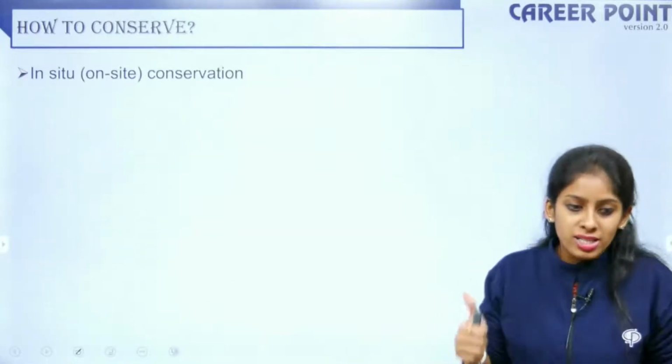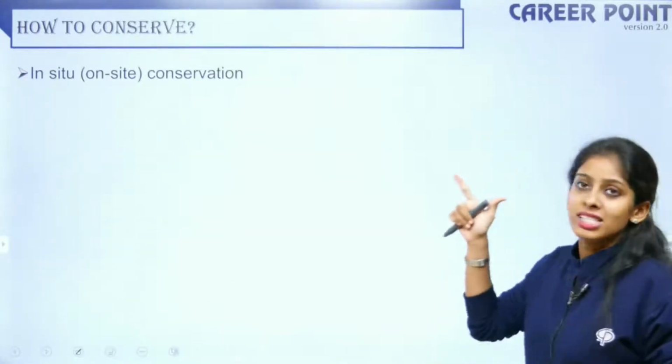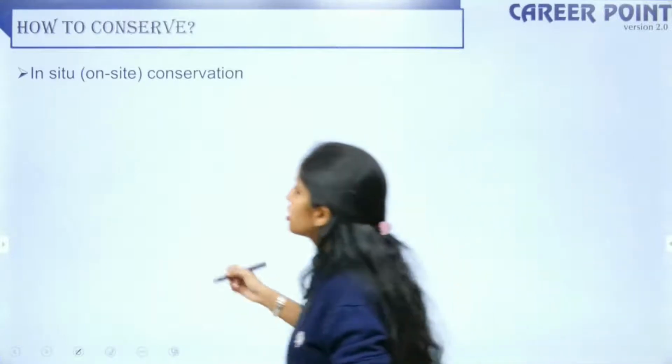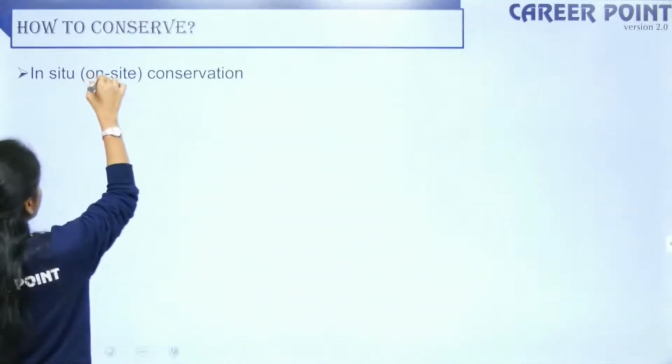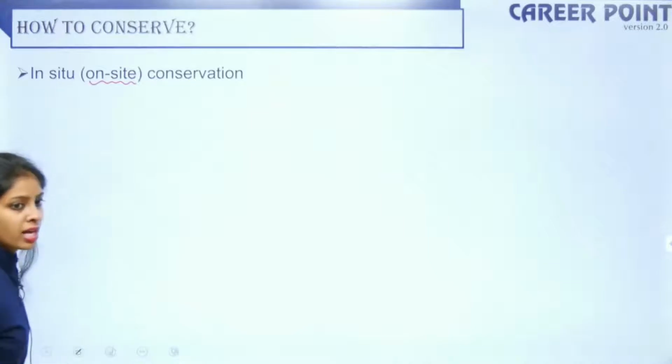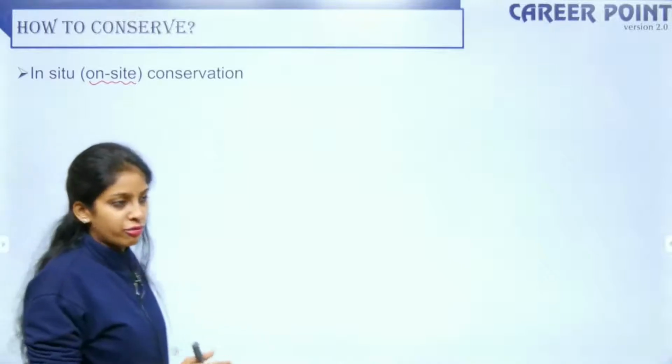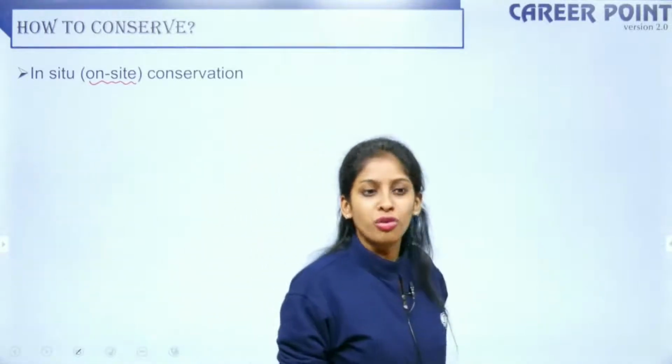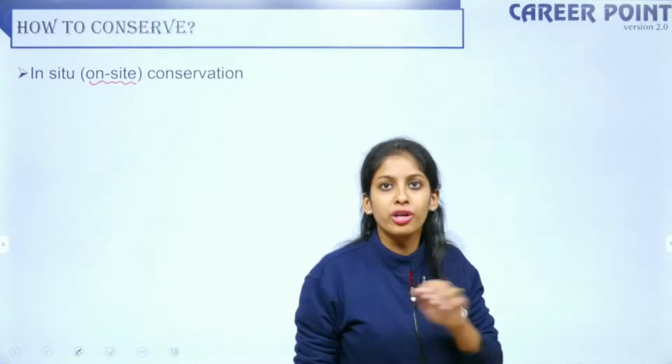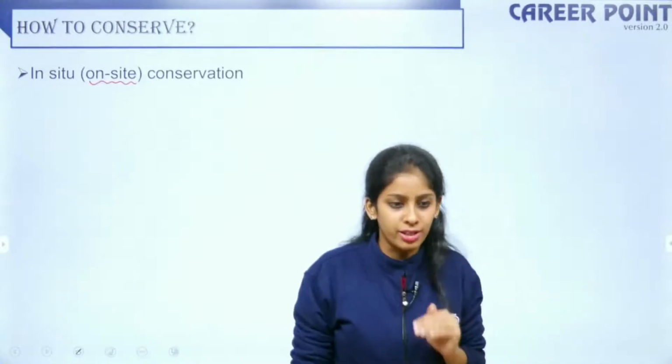One way to conserve biodiversity is your in situ conservation. In situ is on site, in its natural place. If you conserve in its natural place, that is in situ conservation. So if you have your Red Fort, if you have palaces of great kings, you try to restore, you try to modify in the same place, right?